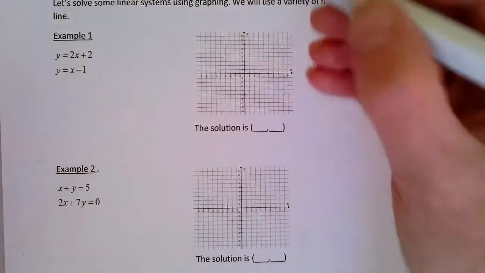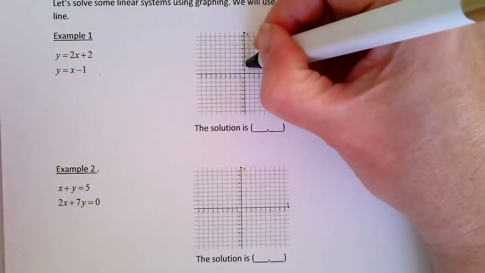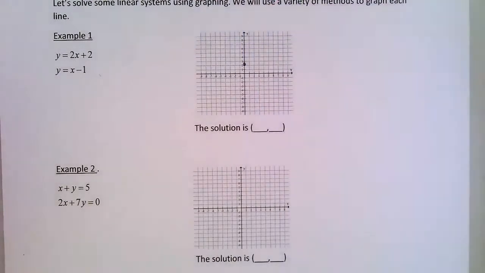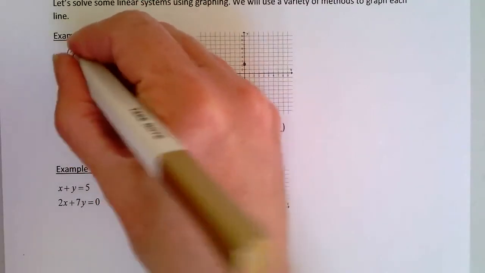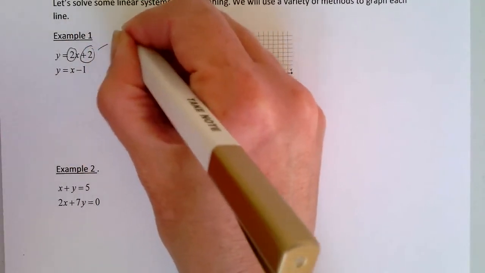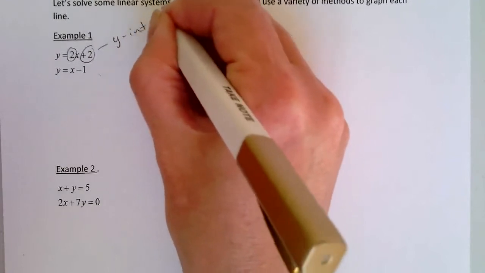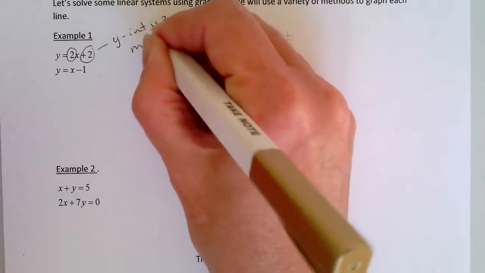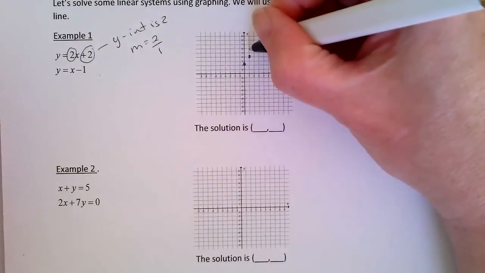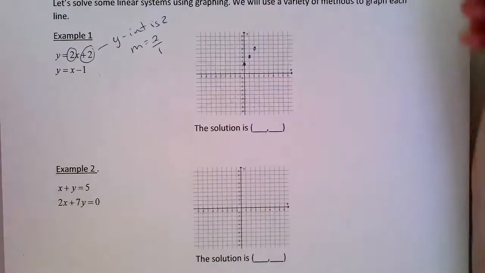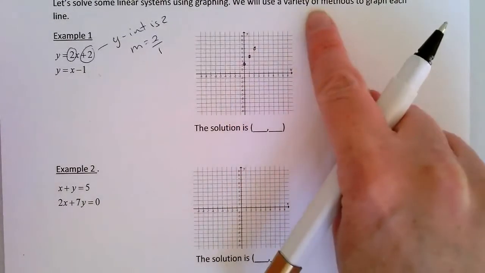For the first one, our y-intercept is at 2. So I'm going to go to 2, and I'm going to plot a point. And then I need to use the slope of 2. Oh, sorry, my y-intercept is 2, and your slope is 2 over 1. So I'm going to count up 2 squares and go 1 to the right, up 2 and 1 to the right. And that's going to take me up in this direction.